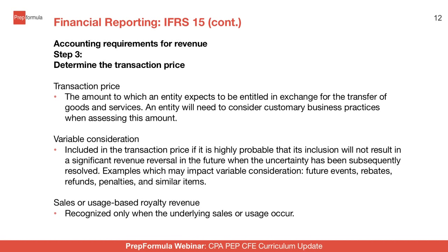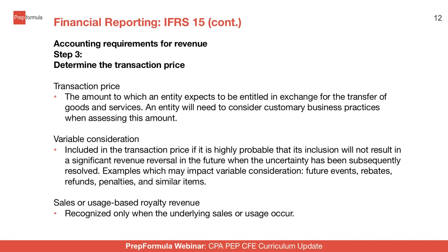Also, variable consideration is included in the transaction price if for some reason there's some sort of a variable or an expectation of a future event, a future rebate, or a promise of a refund, a promise of a penalty, which is like a reverse refund. Okay, if there's something that is expected, then you have to account for it, right?